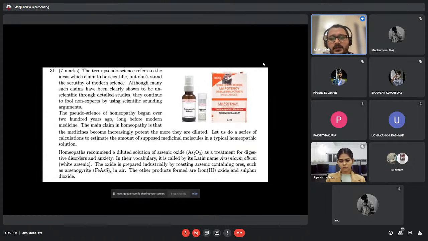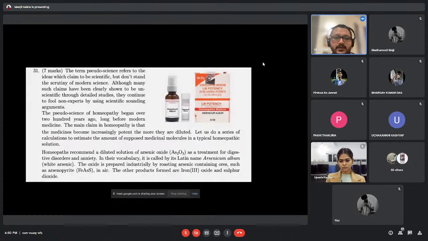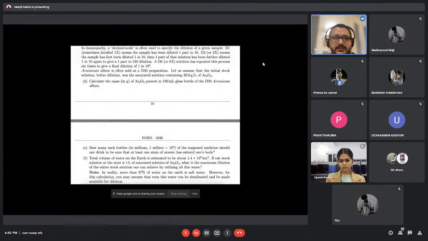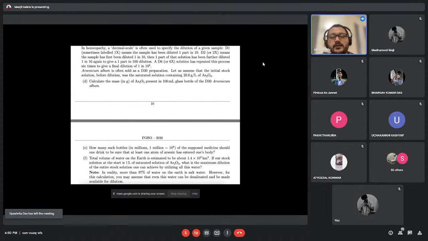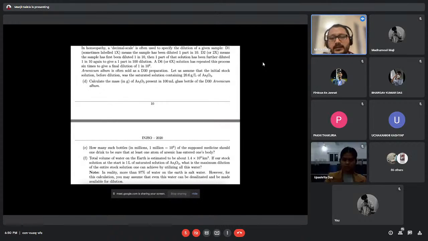Anyway, the oxide is prepared industrially by roasting arsenic-containing ores such as arsenopyrite in air. The other products are iron oxide and sulfur dioxide. Now, this is the question. In homeopathy, a decimal scale is often used to specify the dilution of a given sample, 1 in 10. Then one part of that solution is further diluted 1 in 10, giving a 1 in 100 dilution, and so on. So a D6 would be 1 in 10 to the power 6, or a D100 would be 1 in 10 to the power 100 dilution. Arsenicum album is often sold as a D30 preparation, which means it has been diluted 1 part in 10 to the power 30.